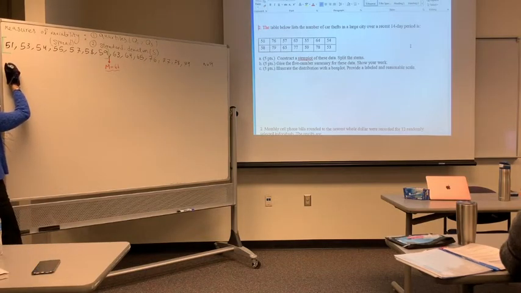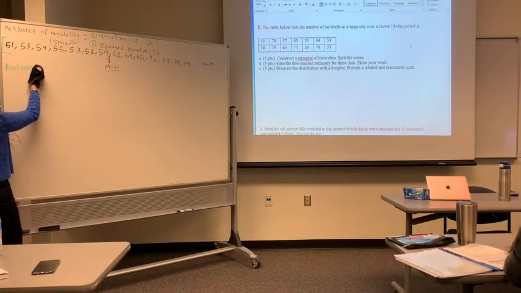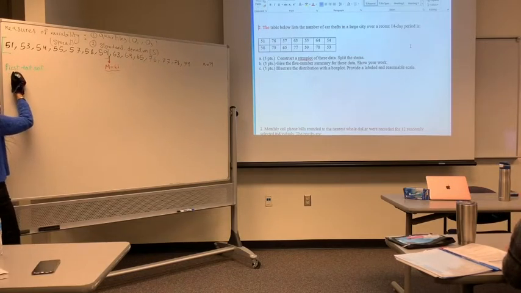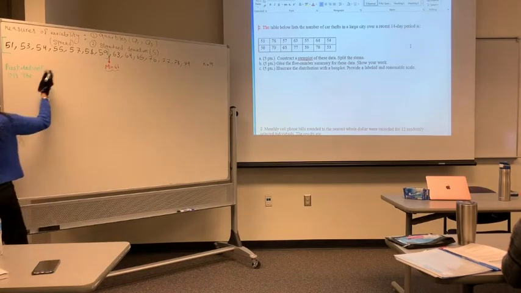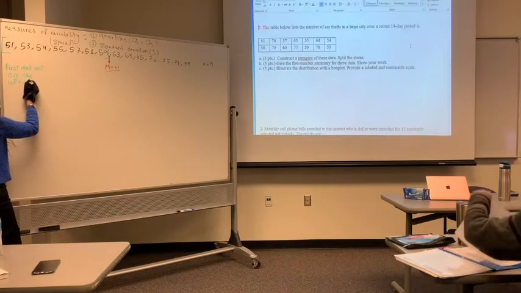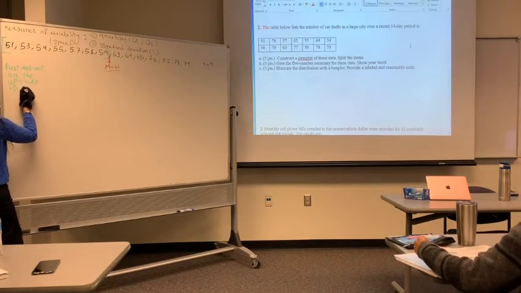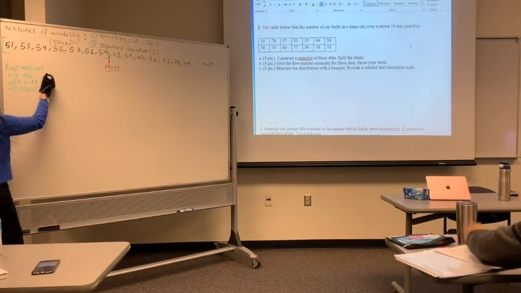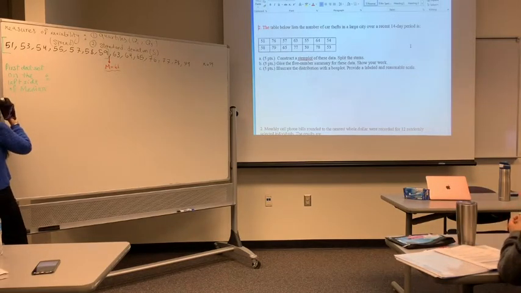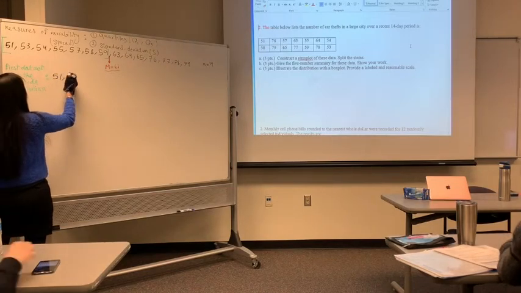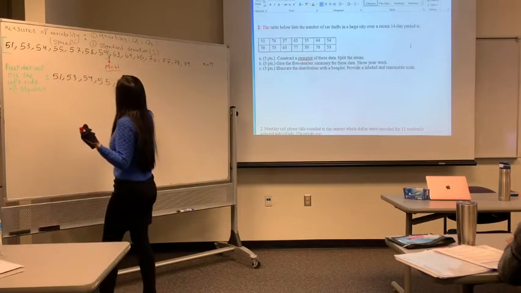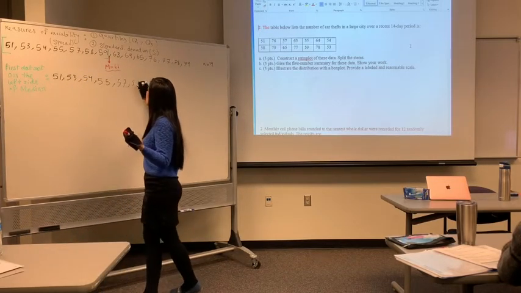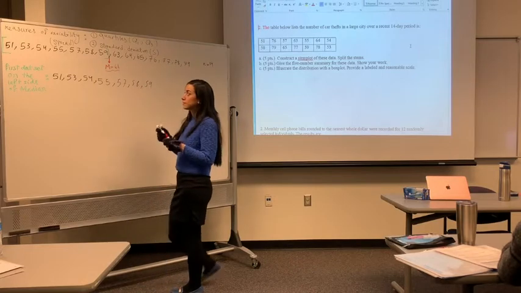I will write down the first data set on the left side of median. This is the right side, this is the left side, correct? I'm going to write this again: 51, 53, 54, 55, 57, 58, 59.